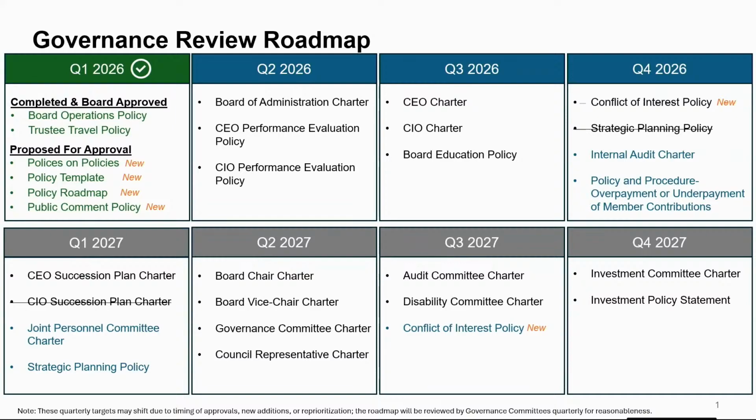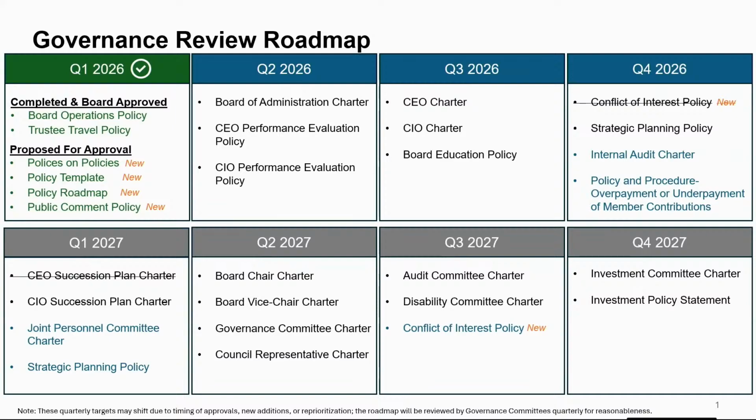Looking into Q1 of 2027, we would like to defer the CEO and CIO succession plan charters, and in place of those, look at the Joint Personnel Committee charter. As we were reviewing the CEO performance evaluation policy and CIO performance evaluation policy this past quarter, we noticed that there's some dependencies in the Joint Personnel Committee charter, so we'd like to align those together and look at that as soon as possible. And with the changes for Q4 2026, the strategic planning policy will be shifted to Q1 of 2027, and same with the conflict of interest policy that's moving from Q4 2026 to Q3 of 2027.